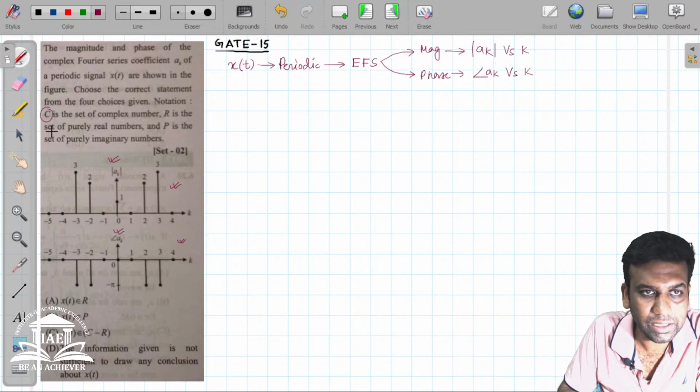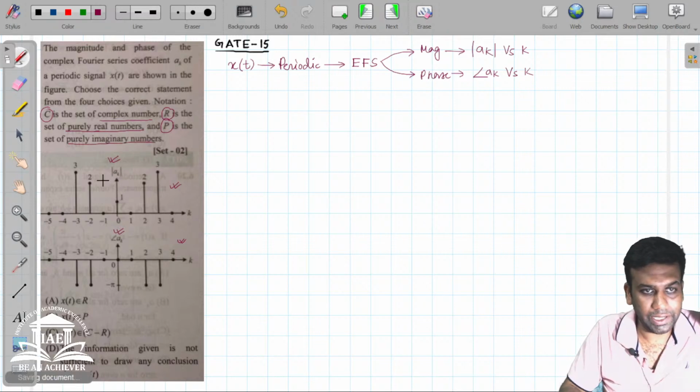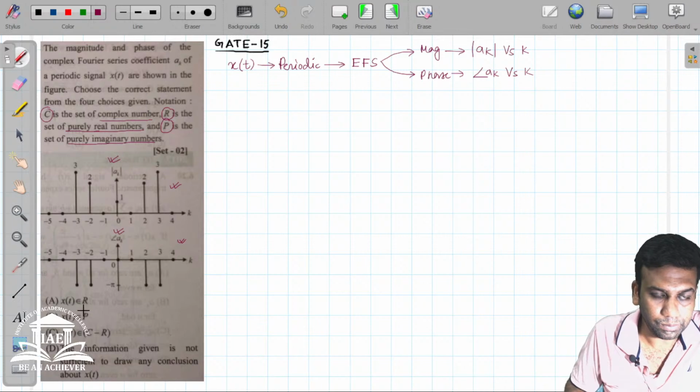One is C set, that is the complex number set. R is the real numbers, purely real number set, and P is purely imaginary number set. So now we have to say whether xt belongs to R, xt belongs to P, xt belongs to C minus R, or the information given is not sufficient to draw any conclusions about xt.